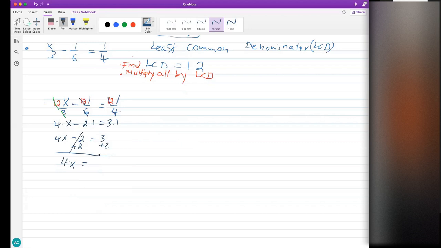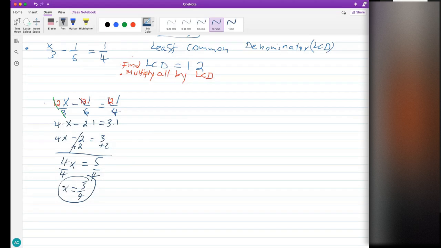These cancel out, and you have 5 here. Finally, divide by 4, divide by 4. So x is 5/4. Again, it's fine to have an answer as a fraction. Try to simplify it. If not, that's your answer.